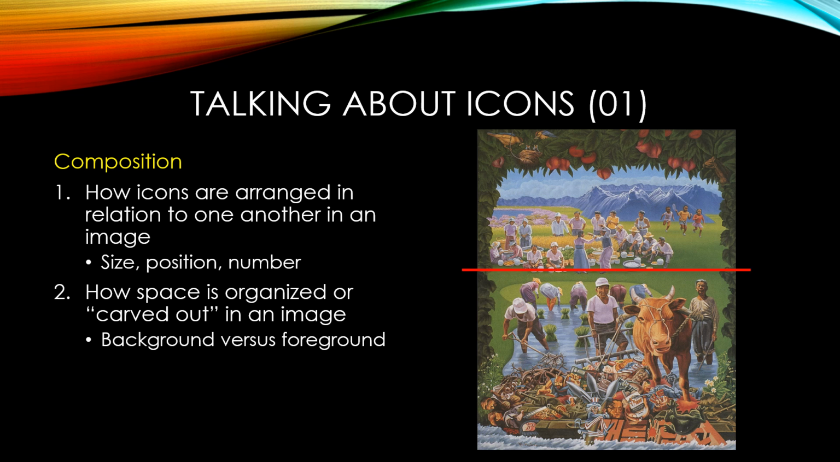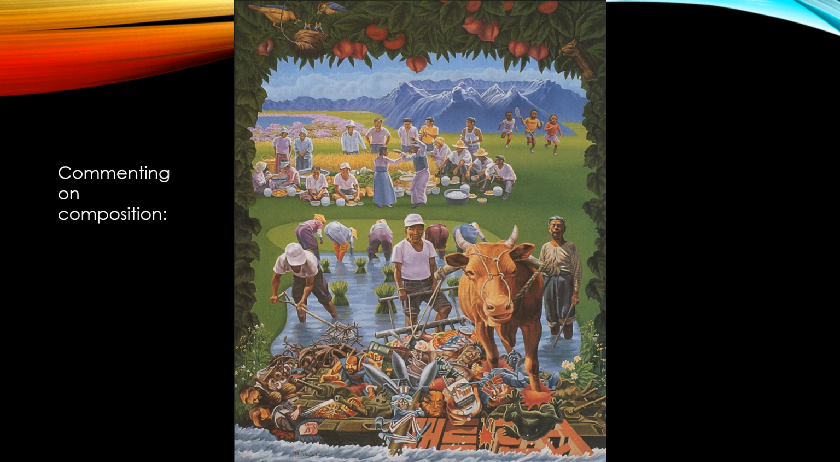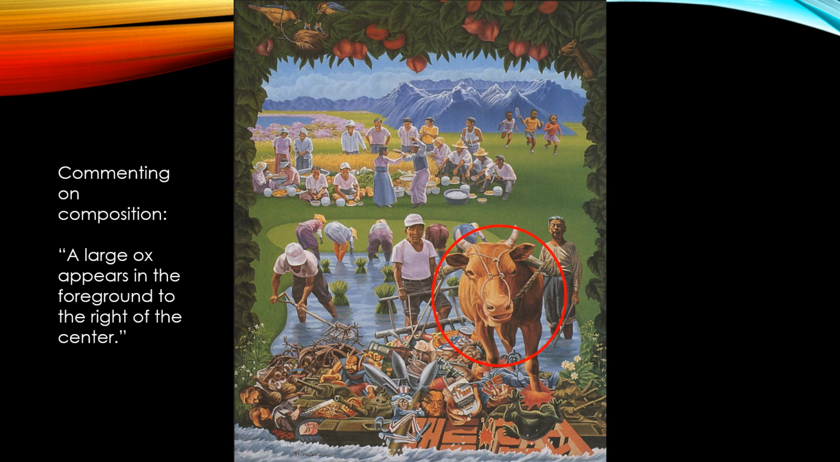A primary discrepancy to look for in a two-dimensional work, like a painting, is the relationship between the background and the foreground. For example, to enhance my observation that there is an ox, I could say something like a large ox appears in the foreground to the right of the center. Notice how I comment on both the size and position of the icon.